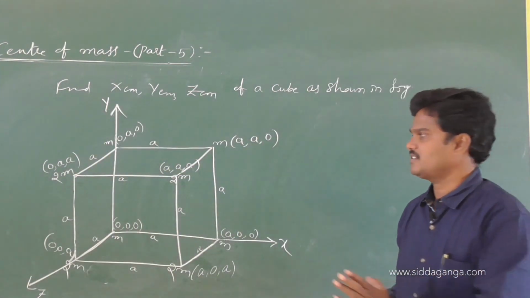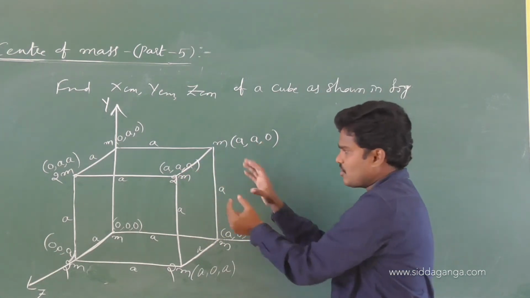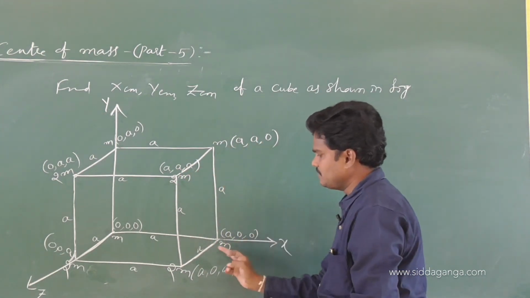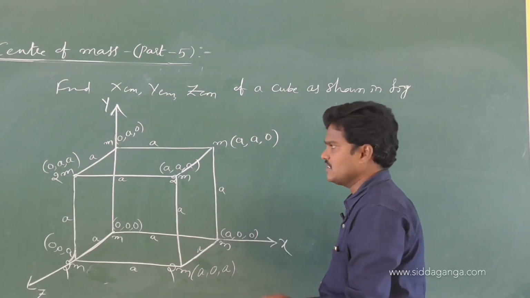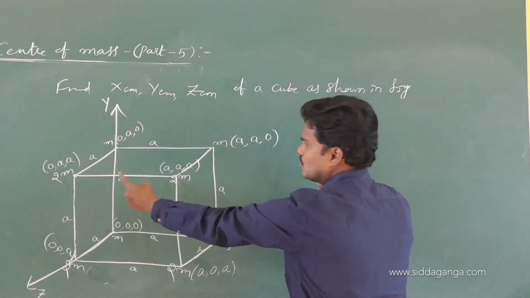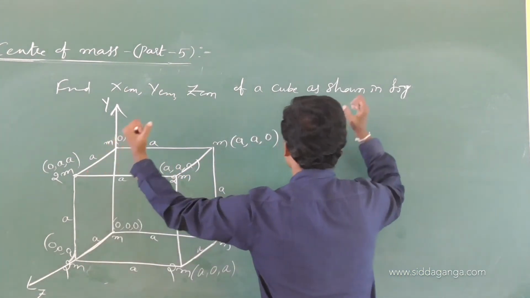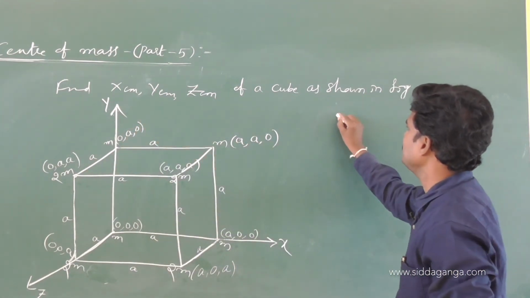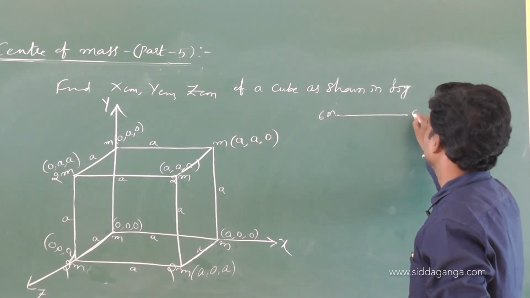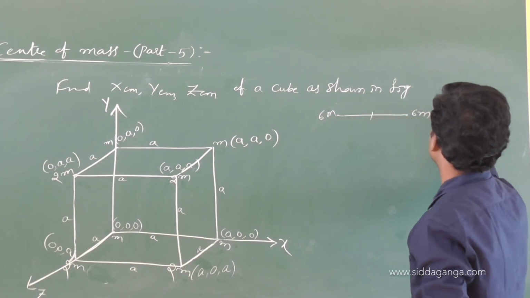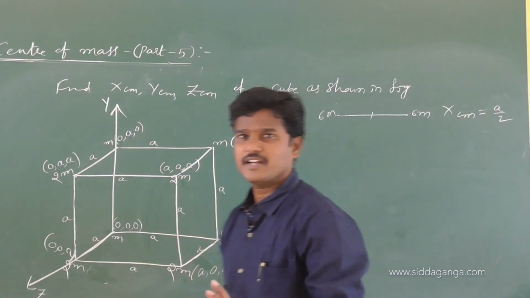Now come to the x-axis, along the x coordinate. Left side, just combine all these masses: 2m, how much? 2, 4 plus 1, 6m. Left side also 2m, 3, 6. So combine this 6, 6. So along XCM, how much is the mass? 6m. Again, what is XCM? XCM is again the same, A by 2.